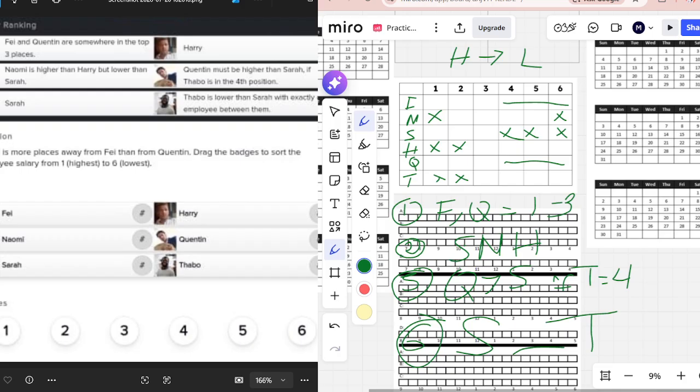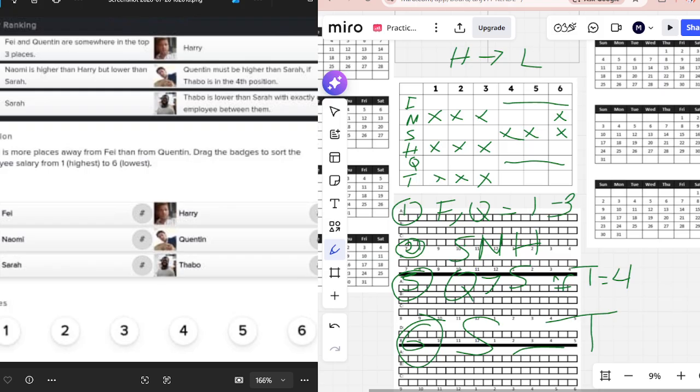We have 3 people taking position 1 to 3. Faye is between 1 to 3. Sarah is between 1 to 3. Quintin is between 1 to 3. So that means no other person can come in 1 to 3. So Tambo cannot be 1 to 3. Ari cannot be 1 to 3. Naomi cannot be 1 to 3. Beautiful. So we need to find a way to sort it out.